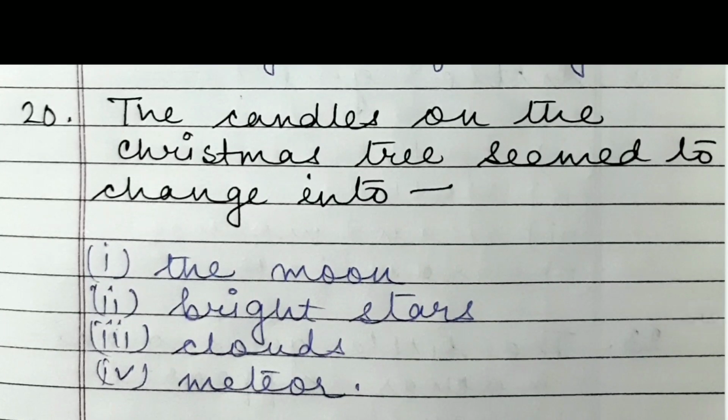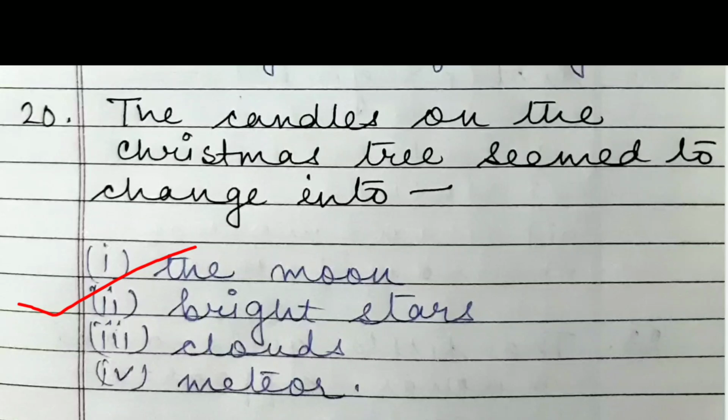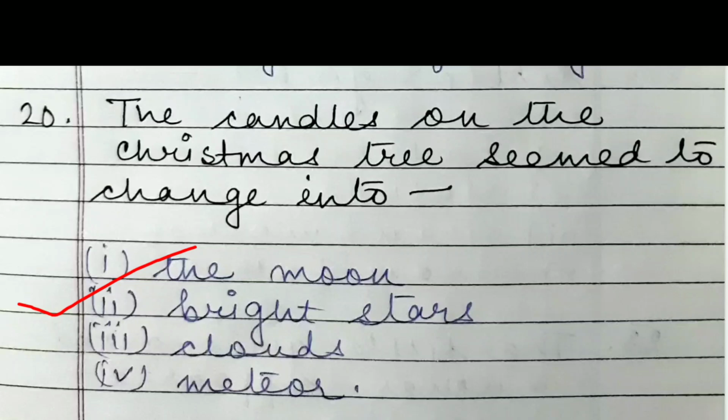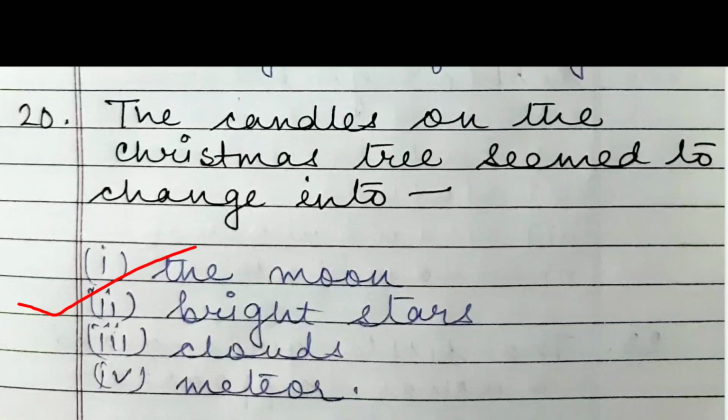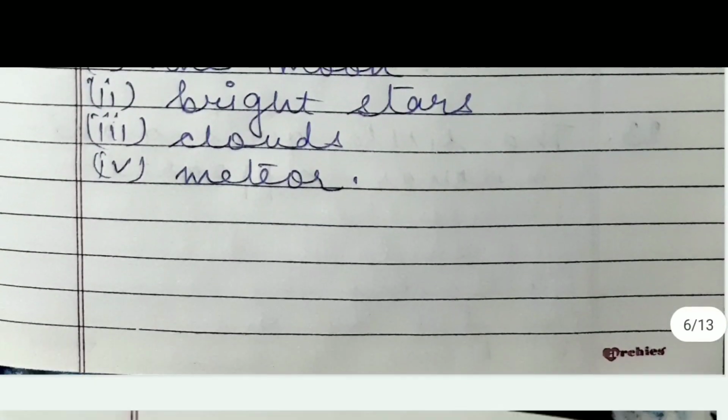The candles on the Christmas tree seemed to change into: option 1, the moon. Option 2, bright stars. Option 3, clouds. Option 4, meteor. And the right answer is option 2, bright stars. So the Christmas tree that the girl had visualized had many candles, and they changed into beautiful bright stars.